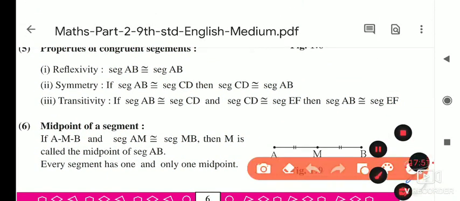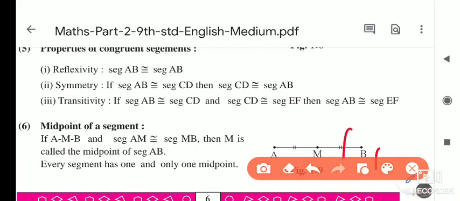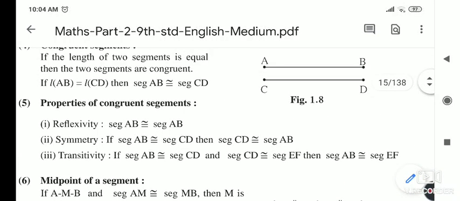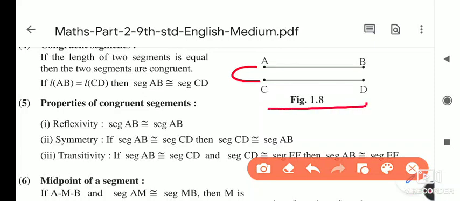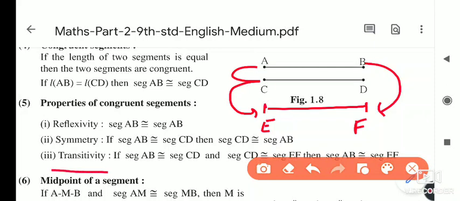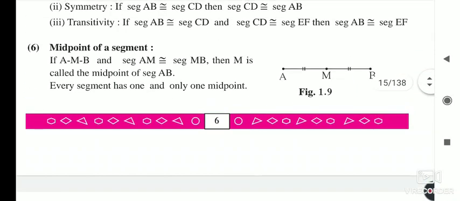If segment AB is congruent to segment CD, and segment CD is congruent to one more segment, say EF, then AB is also congruent to EF. This is called transitivity. It means the first segment is congruent to the second, the second is congruent to the third, then the first and third are also congruent to each other.